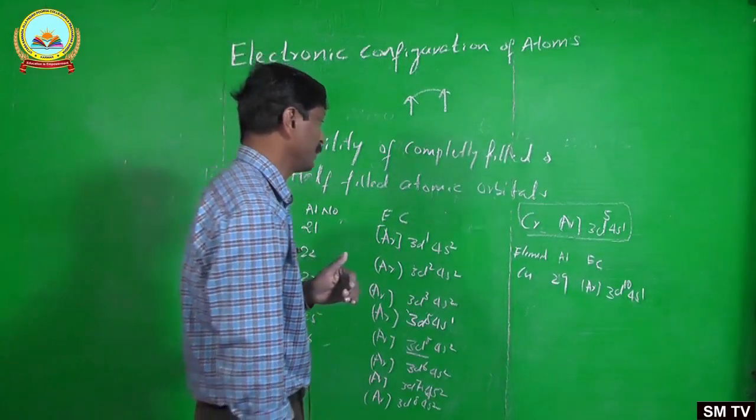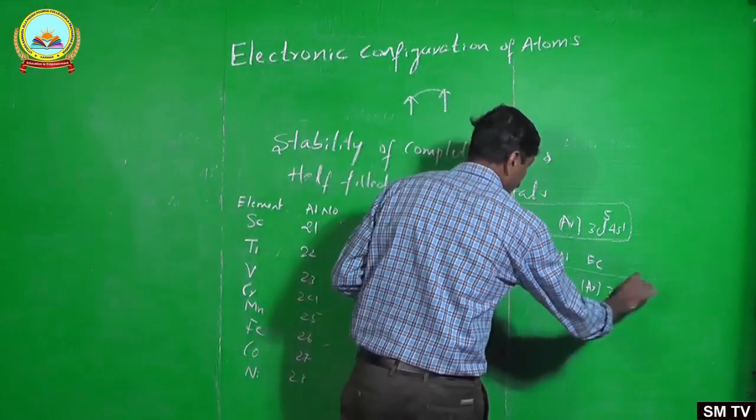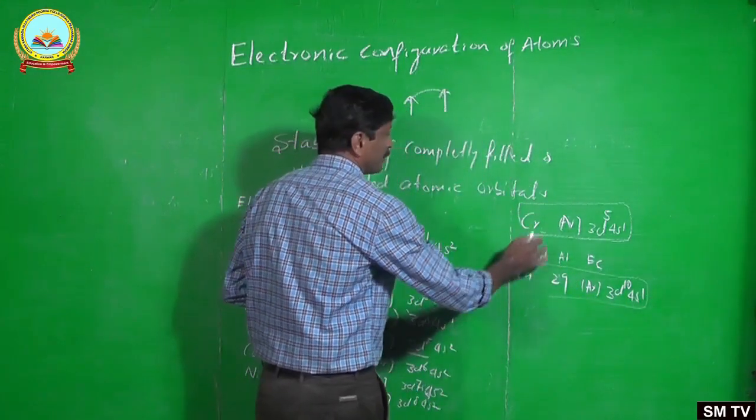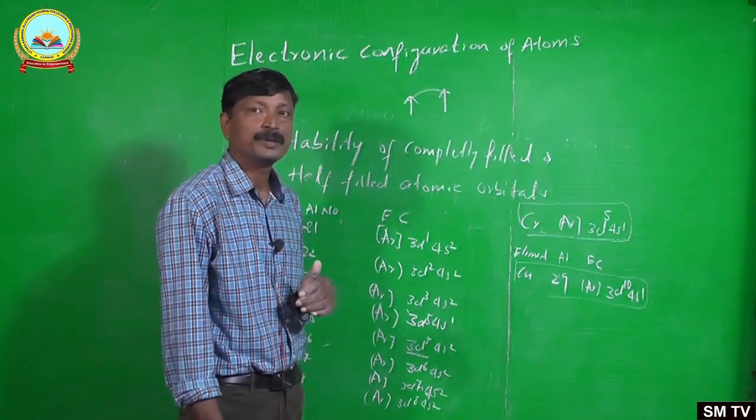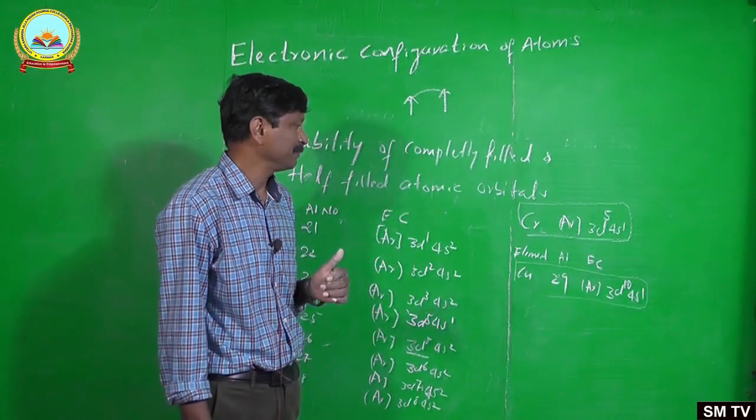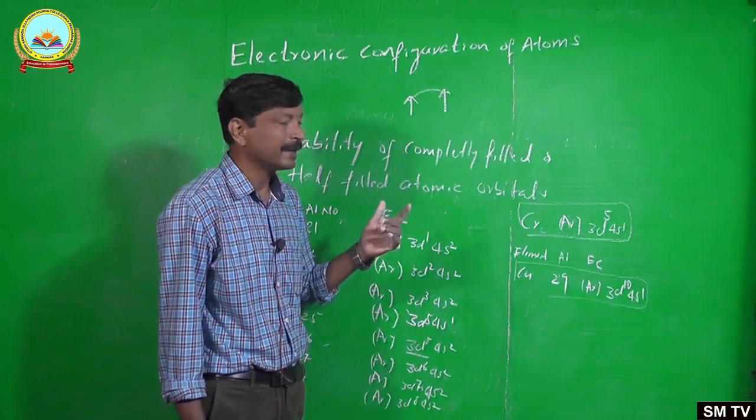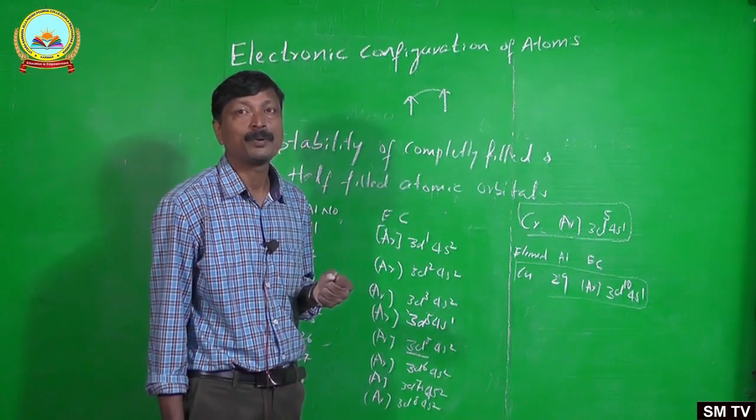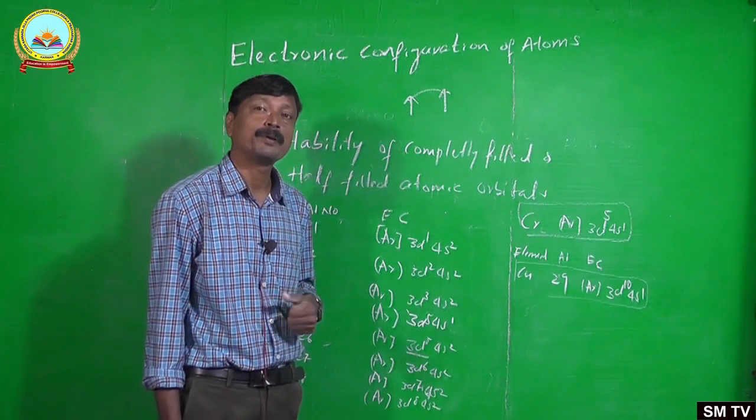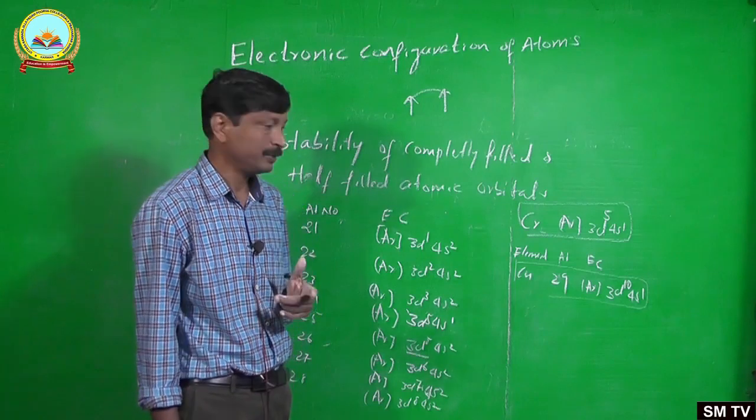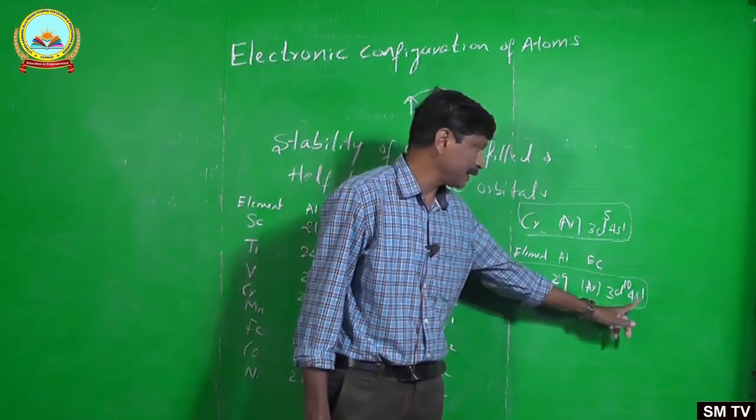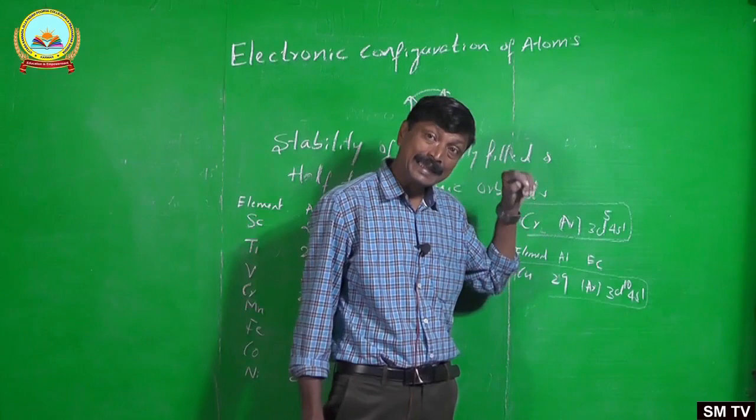So this configuration also you have to remember. It's a point of examination. Both are important. Usually you have a question like this: write the electronic configuration of chromium with atomic number 24, copper with 29. What you have to remember is that an s electron is shifted to the 3d orbital.